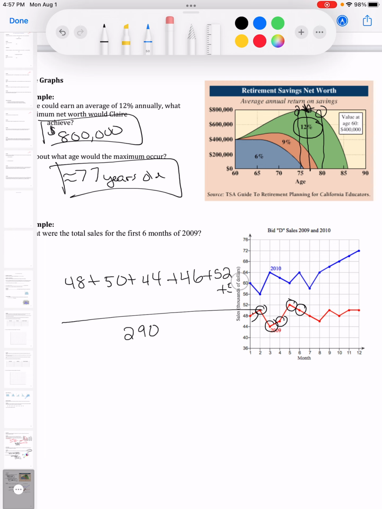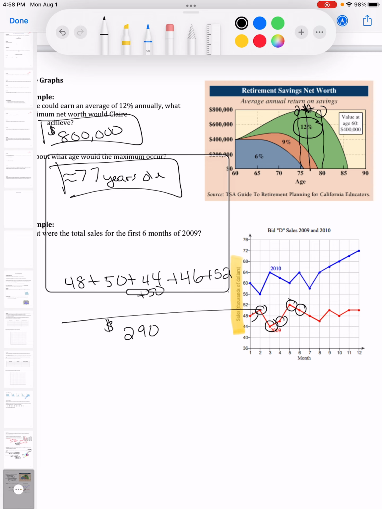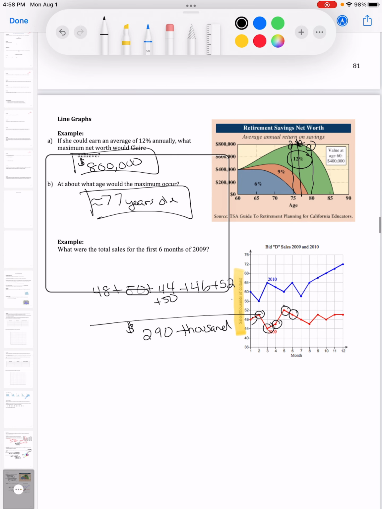We do need to make sure on this one, I'm going to move that plus 50 over so I can show you that this is in thousands of dollars. So I'm going to write 1,000 on it because there's a big difference between $290 and $290,000. So it is $290,000 in sales for the first 6 months.